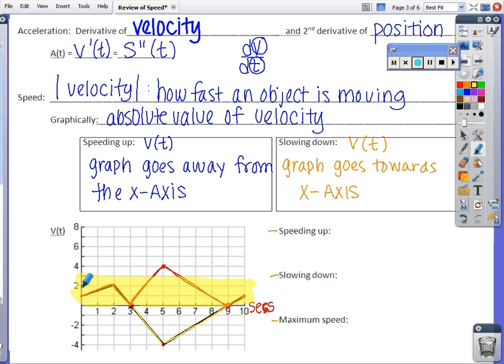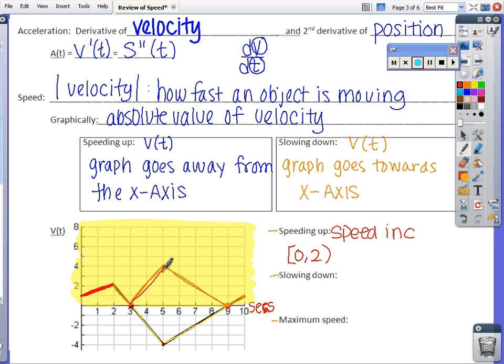So we're going to answer these questions one more time, because I didn't write down the answers the first time in case it was a little confusing. We're only going to look at the piece that's yellow. So in answering speeding up, that means your speed is increasing. And where is my speed increasing? It's wherever my slopes are positive. So in red, this portion here from 0 to 2 seconds, and again from 3 to 5 seconds, and again from 9 to 10 seconds.